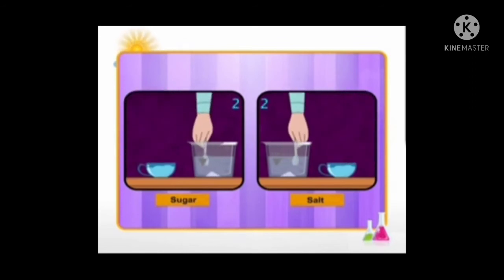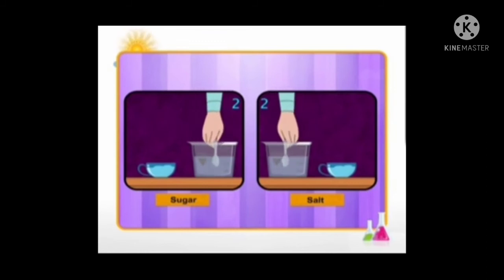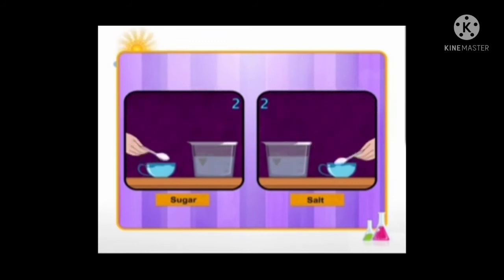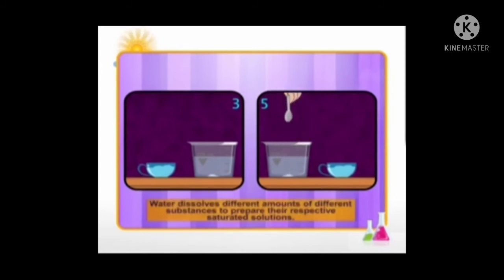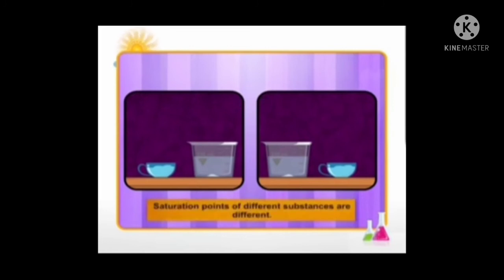We can find that 3 spoons of sugar dissolve in water to make a saturated solution in a glass of water. But when we add salt, the same glass of water can dissolve 5 spoons. It shows that water dissolves different amounts of different substances to prepare their respective saturated solutions. The saturation point of a sugar solution is different from the saturation point of a salt solution.